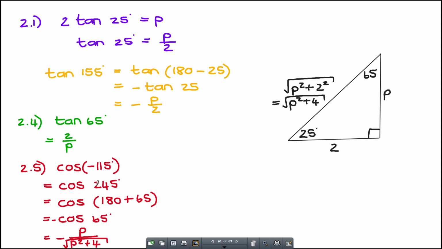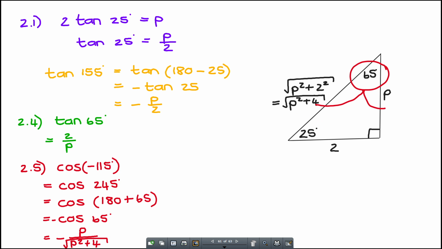Goed, nou, 245 is the same as 180 plus 65, nee? En 180 plus sit by in die derde kwadrant. What is cos in the third quadrant? Negative. So it becomes negative cos 65. Okay, nou, daai minus skryf jy net so. Kom ons gaan kyk gou, wat is cos 65? So if I go from there, cos is adjacent over hypotenuse. So P op vierkantswortel van P kwadraat plus 4.